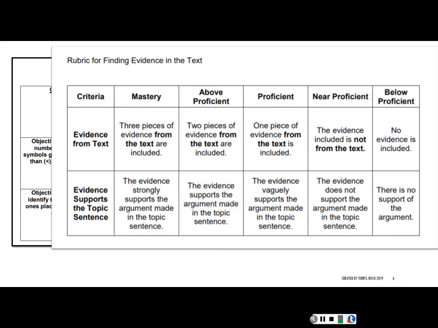You all, where's your sense of humor? You can't be that tired. Below proficient. So these are some terms that you can use that sound a lot better than you are a screw-up. You don't want to do that.